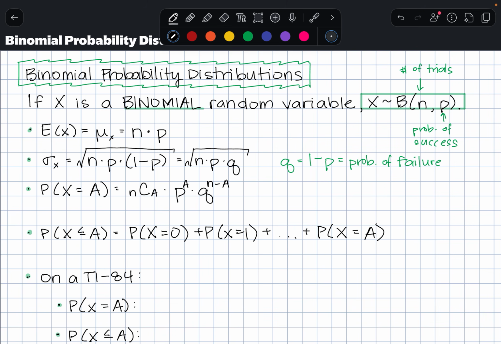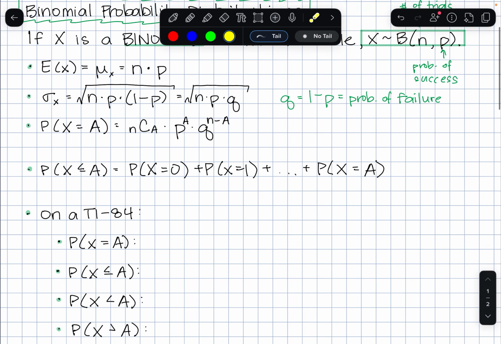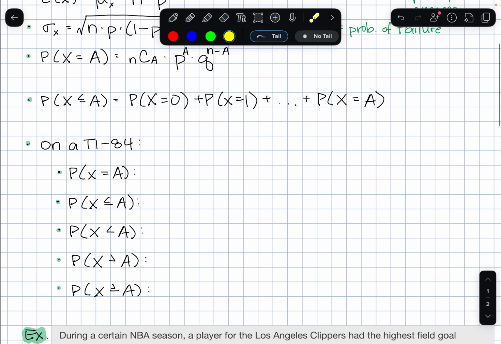And you can see how this could become messy very quickly and why we typically do these calculations on our calculator. And you will see I have a breakdown here for what that's going to look like. We have two groups. This is for a single value, x equals a number. That's always going to be a PDF, probability distribution function.